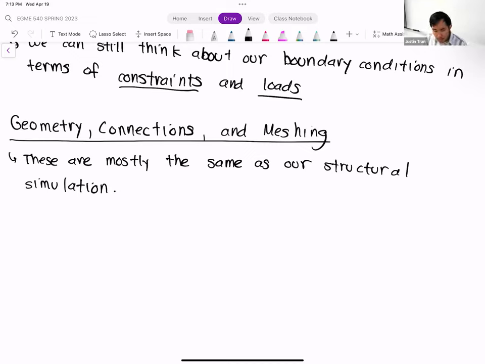Okay. And so I'm not really going to comment on this because there's not much to say. The only thing I would say is that the heat equation actually is a little bit of an easier equation to solve than the structural dynamics equation or structural mechanics equation. And so you have a little bit more leeway in terms of choosing your meshing set.